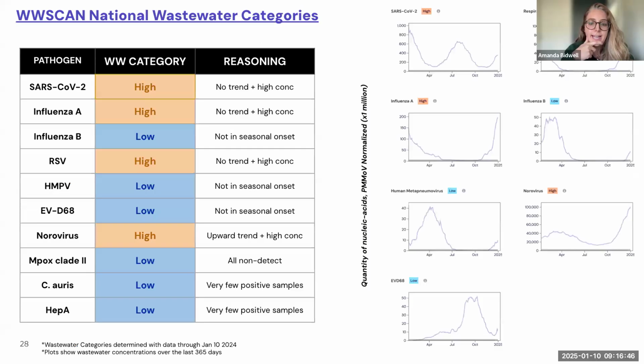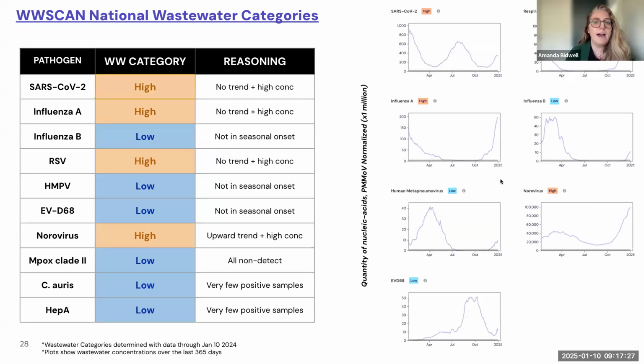So I'm going to go through the current categories as of right now if you go on the website. SARS-CoV-2 is in the high wastewater category, and this is due to high concentrations, but no statistically significant trend in the last 21 days. We currently have 38% of sites in the high wastewater category. Influenza A is now in seasonal onset and is in the high category due to high concentrations, but no statistically significant trend. 83% of sites across the WastewaterSCAN network are now in onset, and 98% of all samples tested in the last 21 days have had a positive detection for influenza A.